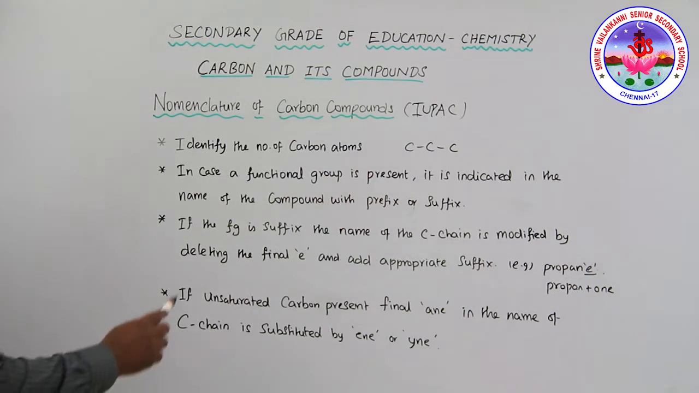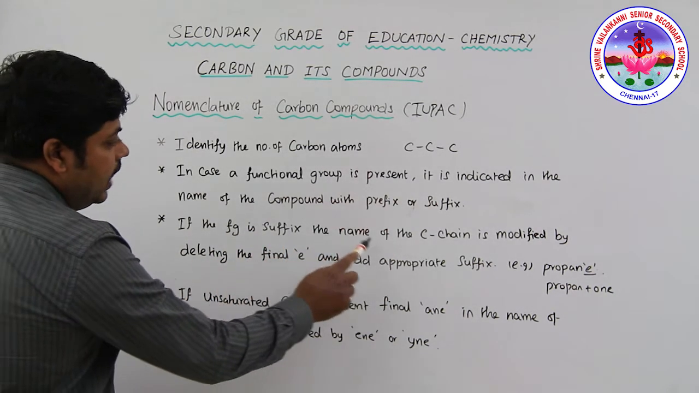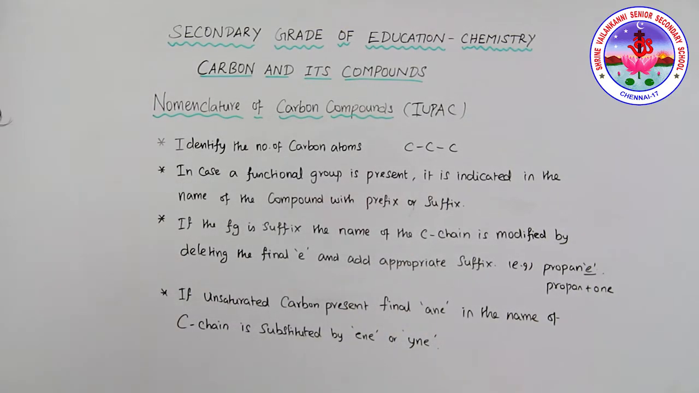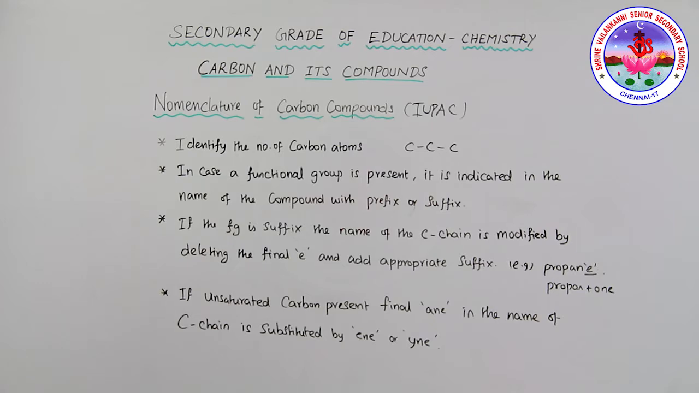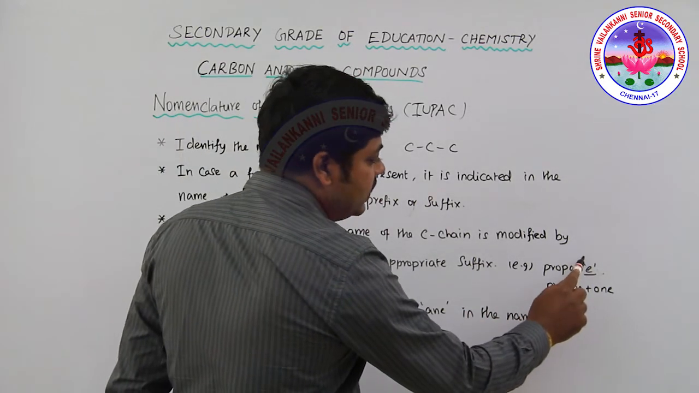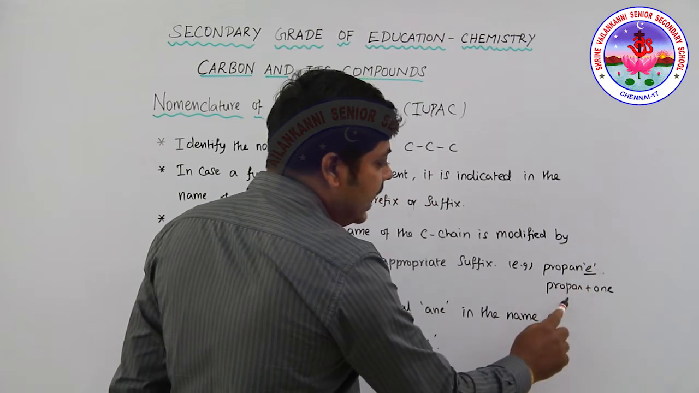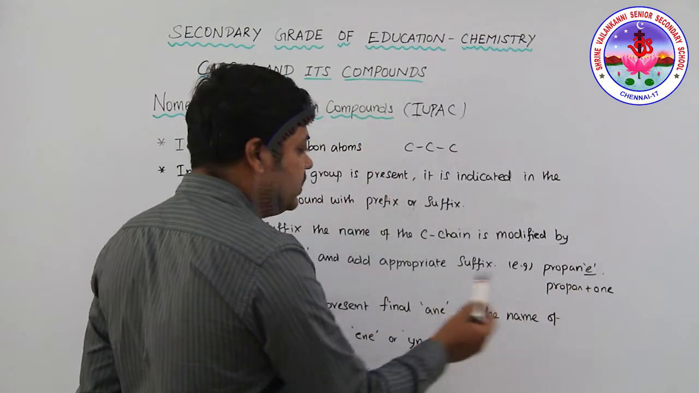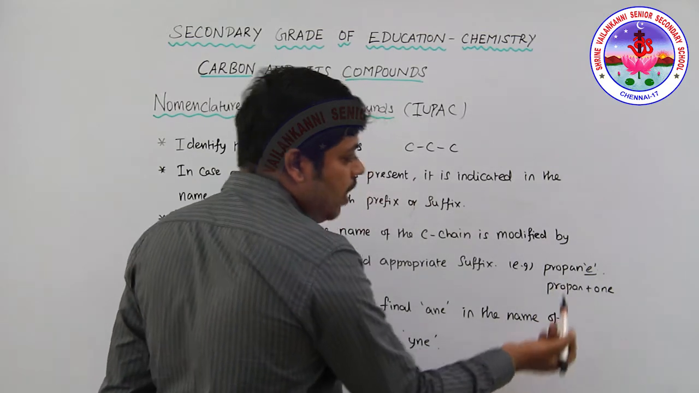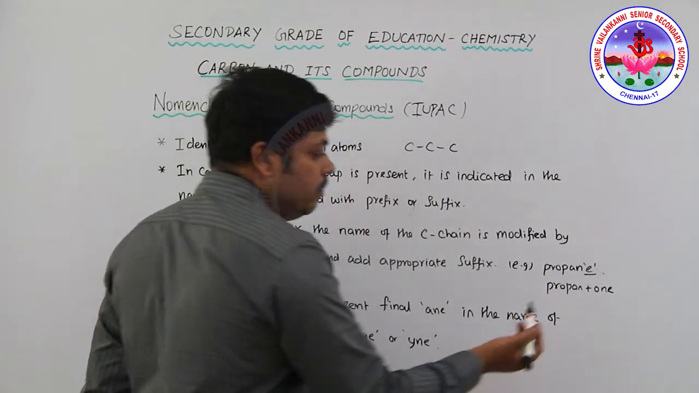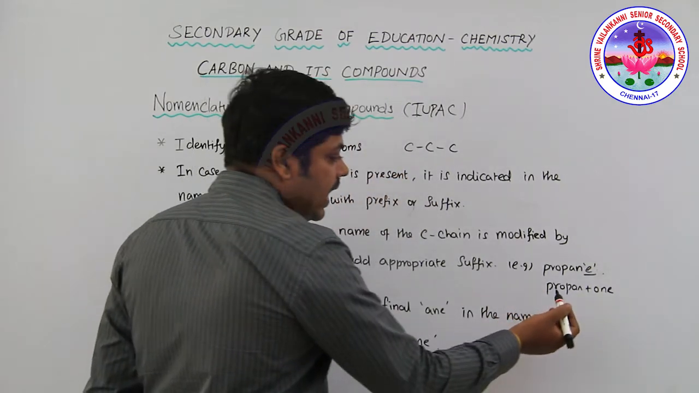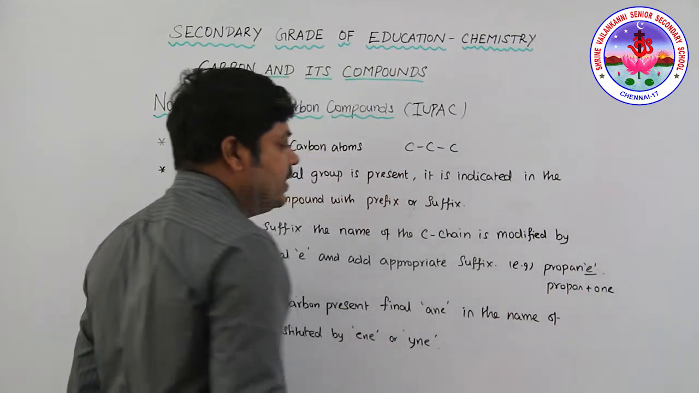Then if the functional group is a suffix, the name of the carbon chain is modified by deleting the final E and adding the appropriate suffix. For example, given propane, remove the E, and if the compound is a ketone, add ONE, that is propanone. If the functional group is alcohol, add OL, that is propanol. Carboxylic acid means oic acid, propanoic acid, like this.